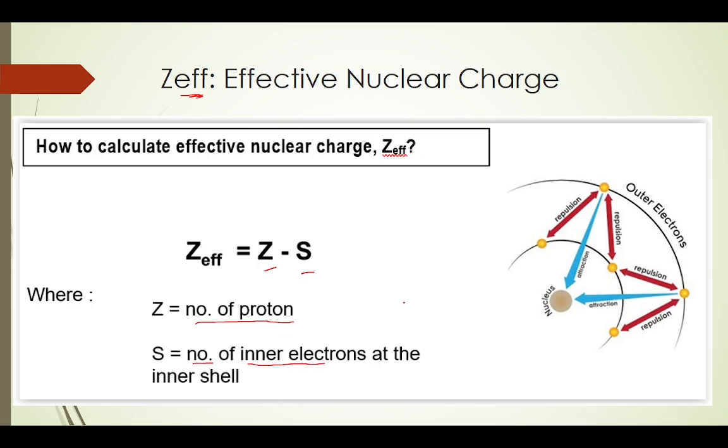Inner electrons only, not including the outer electrons. We don't calculate the outer electrons. So what is ZEF? In simple words, ZEF means how strong the nucleus can attract the outer electron. How effective or how strong the nucleus, or the proton, can attract the electron at the outermost shell.